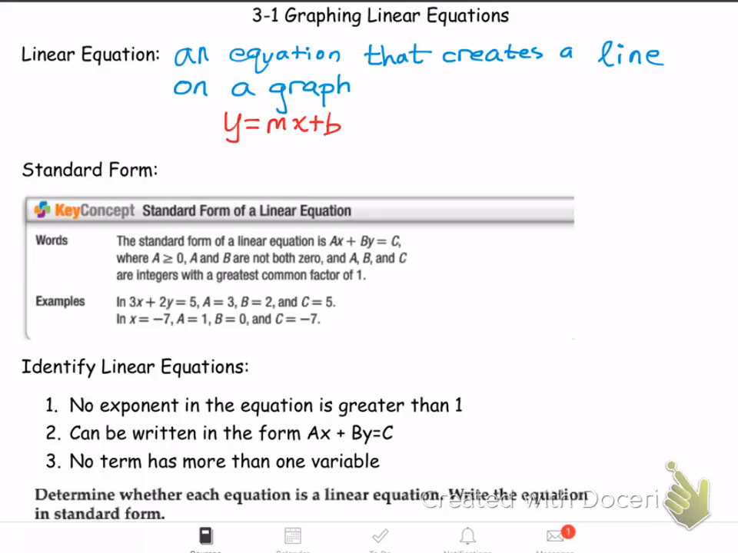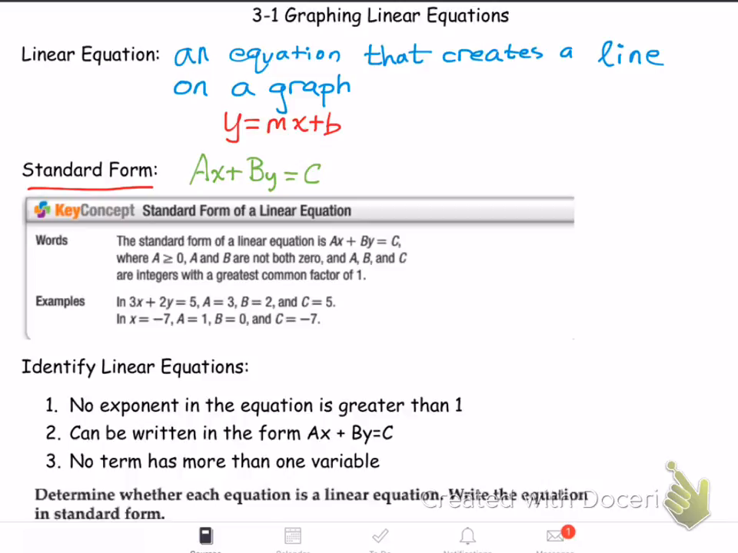Y equals mx plus b is something called slope-intercept form. We'll get into that much later in the next few sections. Now, there is also a different form called the standard form. And what that looks like is ax plus by is equal to c, where a, b, and c are all going to be numbers, okay?